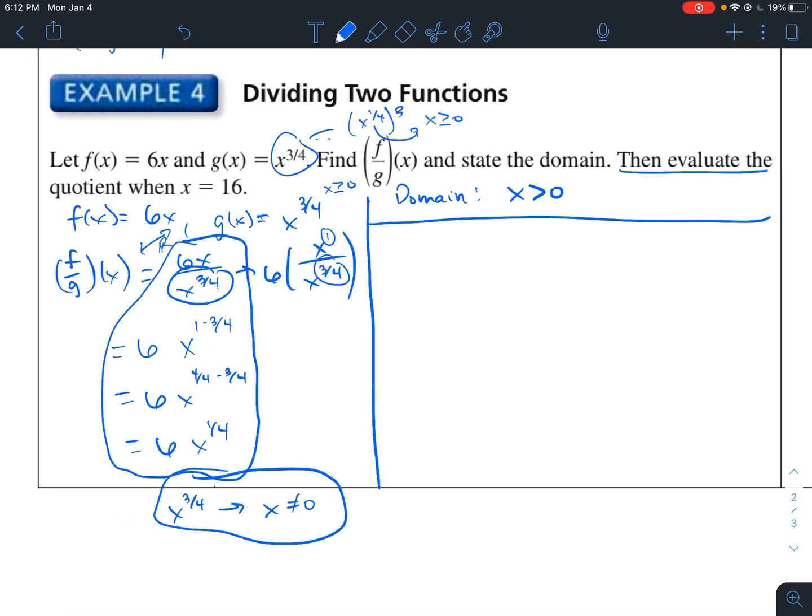So now, to evaluate it when x is 16, let's do f divided by g of 16, which is equal to 6 times 16 to the 1/4 power. That's equal to 6 times the 4th root of 16 if I were to rewrite it. And I know that the 4th root of 16 is 2. So this would be equal to 12.